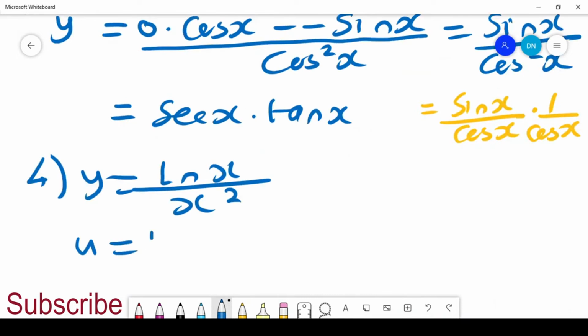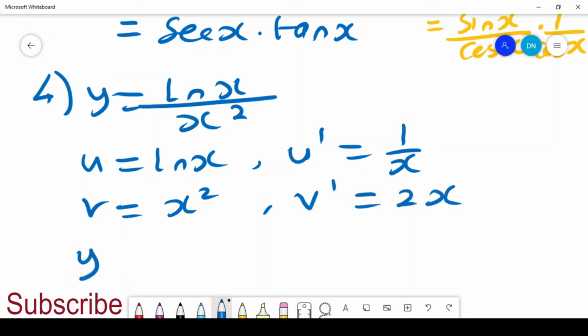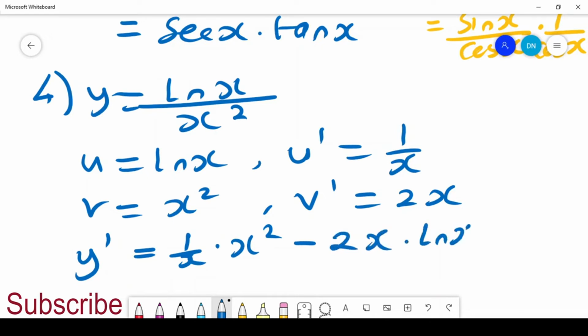So u is ln of x, and u prime is 1 over x. So that's the first thing you have. And then we have v is equal to x squared, and v prime is 2x. So the first derivative of y will be u prime times v, then minus u times v prime, 2x times ln of x.